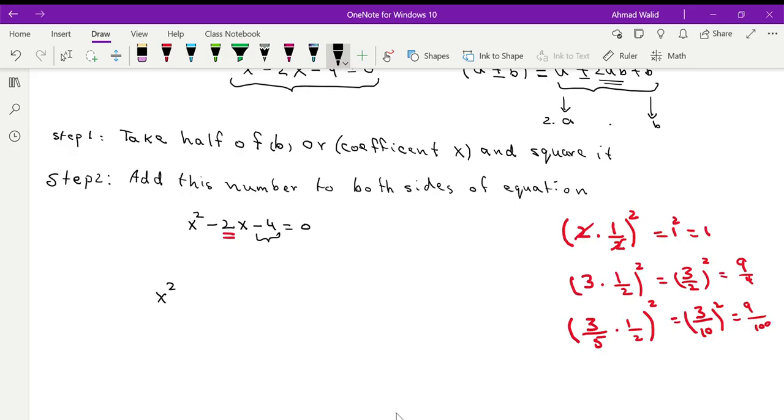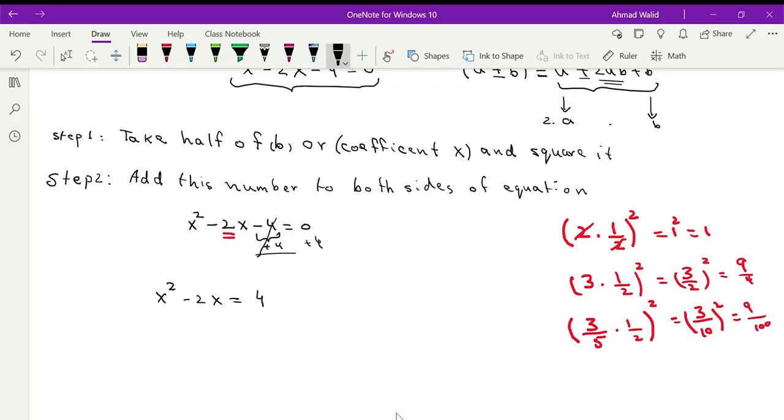X squared minus 2x equals, moving -4 to the right side means add 4 to both sides, right? Some professors show it to you this way. Some of us, we call it move it to the right. Move it to the right means change the sign and write it down on the other side, correct? Now take the half of b, square it, and add to both sides.